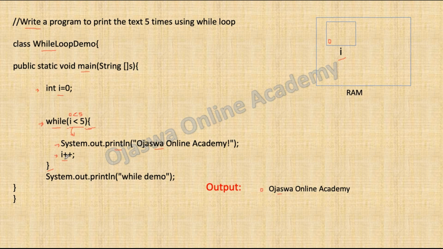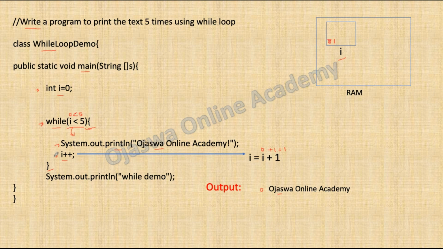Next i++ is executed. i++ is the shorthand for i = i + 1. Let us solve this equation. The value of i is 0. 0 plus 1 equals 1. Now the updated value of i is 1. Hence inside the memory, the value of i will be replaced by 1. And now the updated value of i is 1.